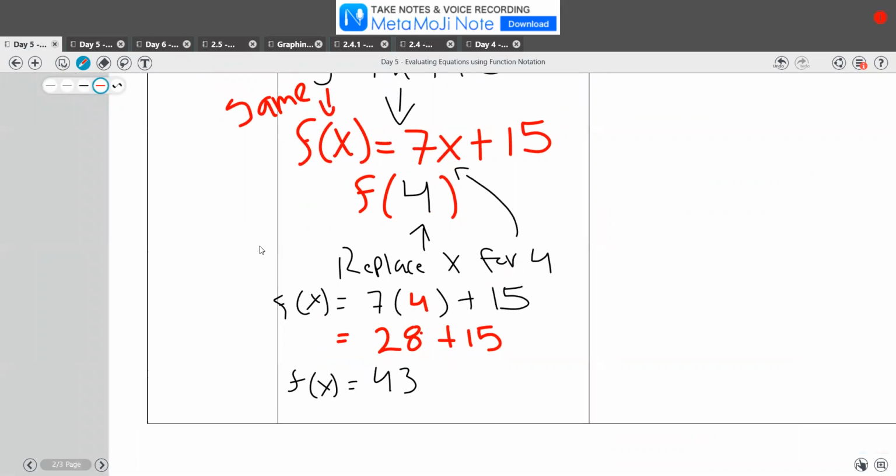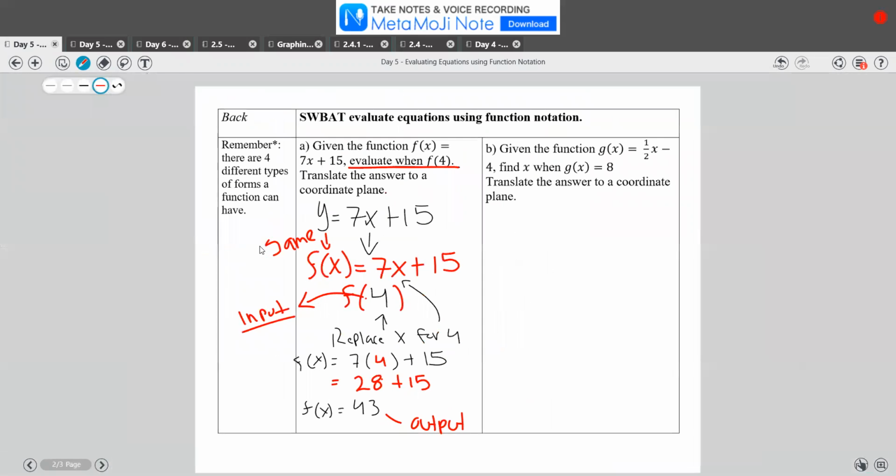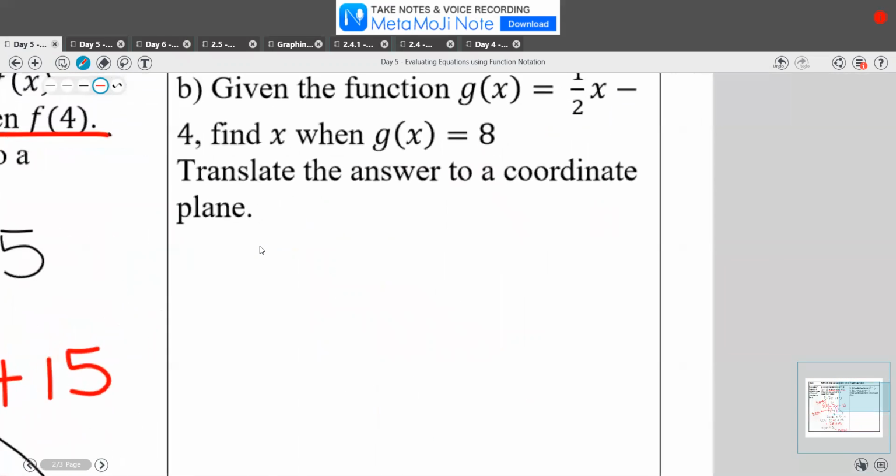So what we got to understand about this problem is that this is your input and this is your output. Okay, so when the x is inside the parentheses, that's going to be your input. When the number's outside, that's going to be your output. Okay. Cool, perfect. All right, for letter B, the example is a little bit different.